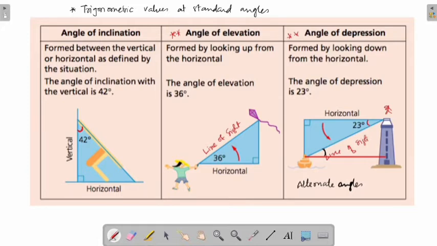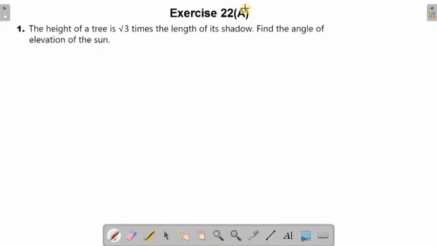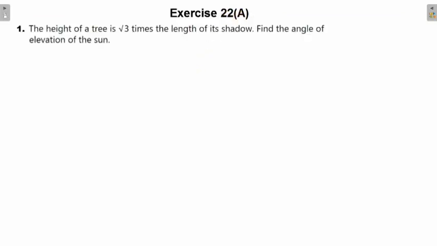With that assumption, let's see the first question for the day from exercise 22A. The question says, the height of a tree is root 3 times the length of its shadow. Find the angle of elevation of the sun.